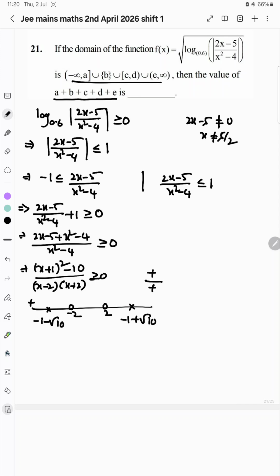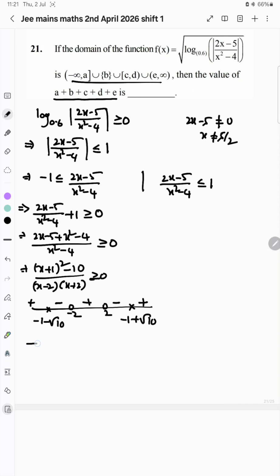Similarly, in between these two, it is minus 4 point something, so you can take minus 3 as an example. Taking minus 3, the numerator is negative, and the denominator is negative into negative, that is positive, since minus 3 minus 2 is minus 5. So negative by positive is negative. Next, taking 0, the numerator is negative, the denominator is negative into positive, which is negative, and negative by negative is positive. Similarly, we can take any value in between 2 and minus 1 plus root 10, it is negative, and beyond that positive we will get. So finally we observe that wherever it is positive, that is the required thing.